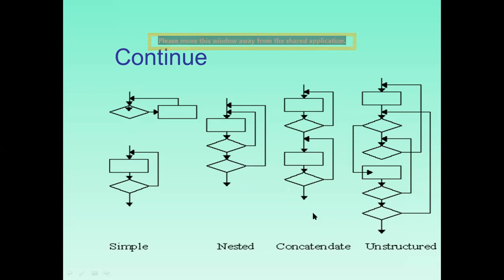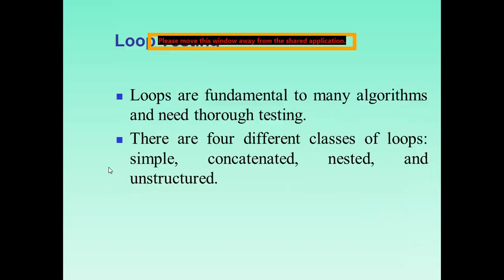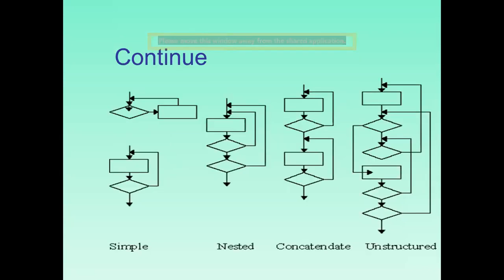Concatenated: here two or more loops are concatenated, meaning connected in this way. Now the structure you can see, concatenated, just you are going to combine two loops here, two or more than two. That is called concatenated. Here is the unstructured loop. So this is called loop testing, and you can use simple, concatenated, nested, and unstructured.